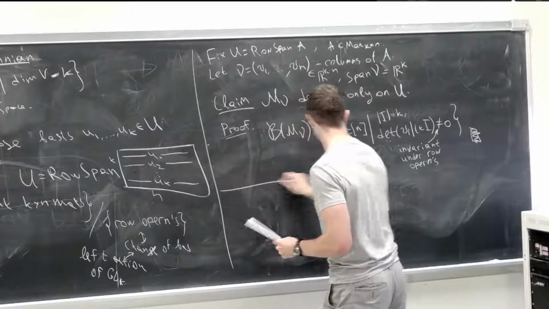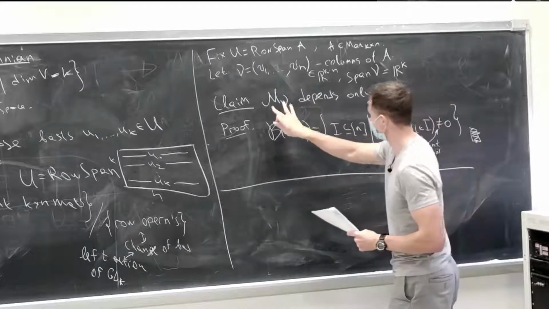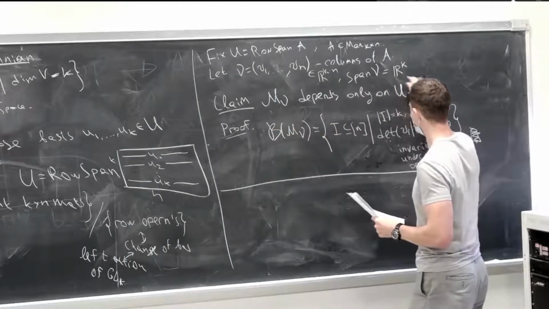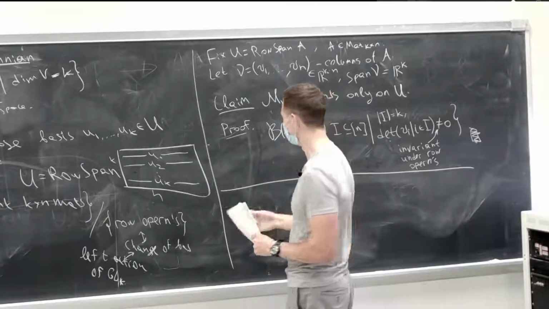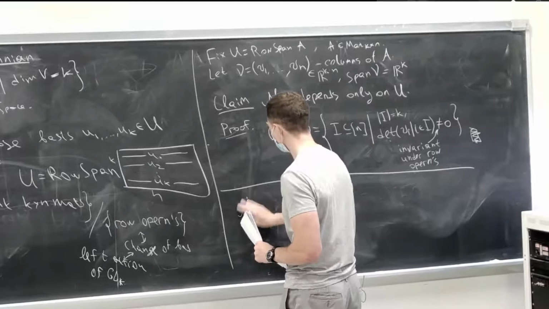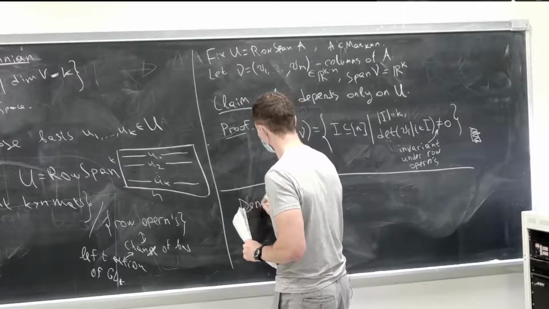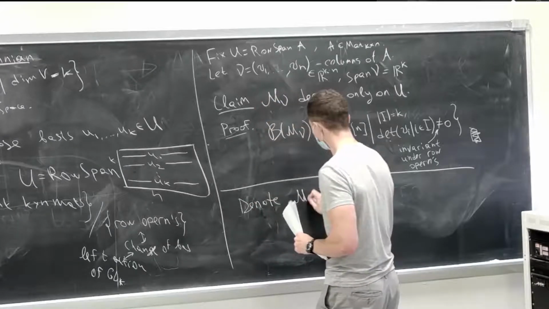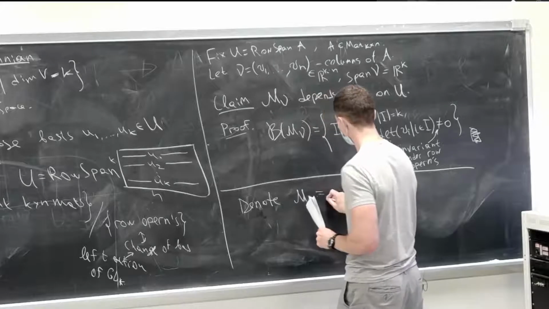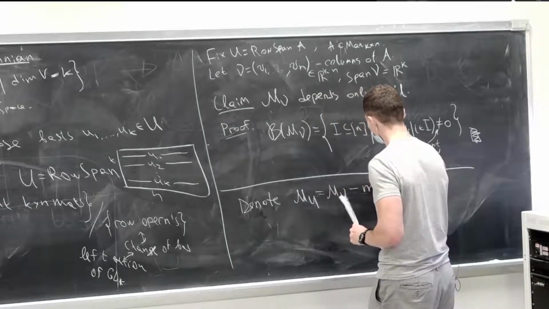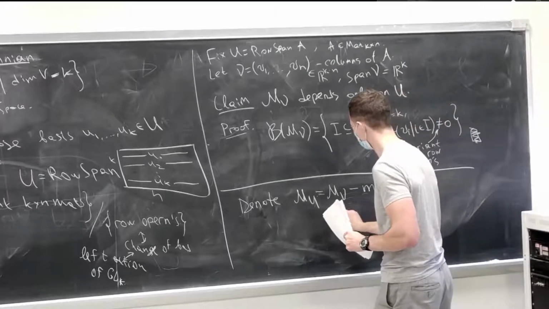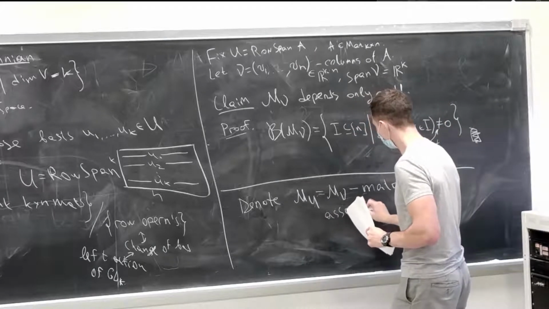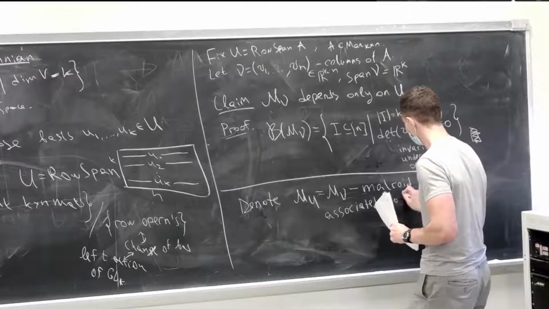So in particular, since this matroid depends only on my subspace U, every element of the Grassmannian has the associated matroid. I'm going to denote M sub U, or M sub V, the matroid associated to U.